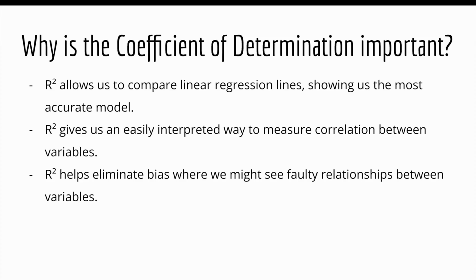It's always going to be between 0 and 1, and it's a very objective measure. No matter what variables we're looking at, or the size of those variables, it's always going to be between 0 and 1. So we don't really have to contextualize that variable too much. Next, the R square helps eliminate bias where we might see faulty relationships between variables. So it's going to eliminate human error.